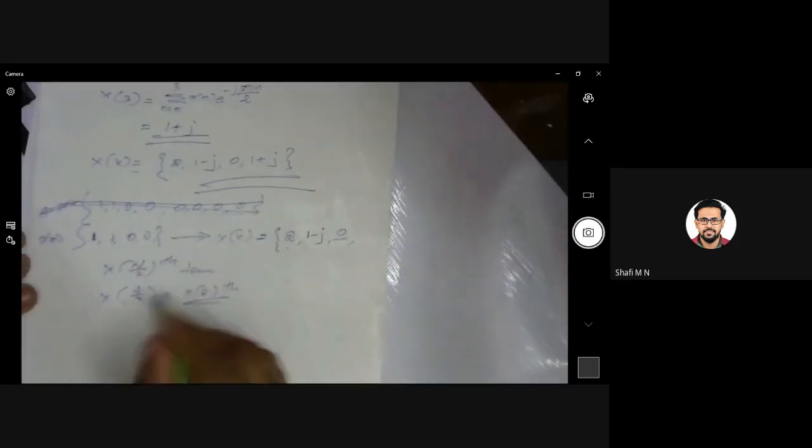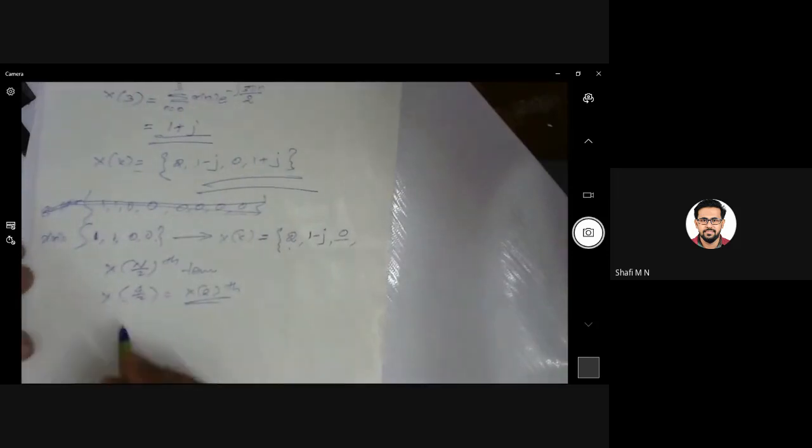Can you tell me the reason behind this? What's the logic behind this? To find x of kth term, we were using this equation, x of n, sigma n equal to 0 to n minus 1, e raised to minus j 2 pi k n by capital N. This is n by 2th term. When instead of k it is n by 2, the n will get cancelled, 2 and 2 will get cancelled, and the speciality of this is e raised to minus j pi n. What is the value of e raised to minus j pi n? It's minus 1 raised to n.